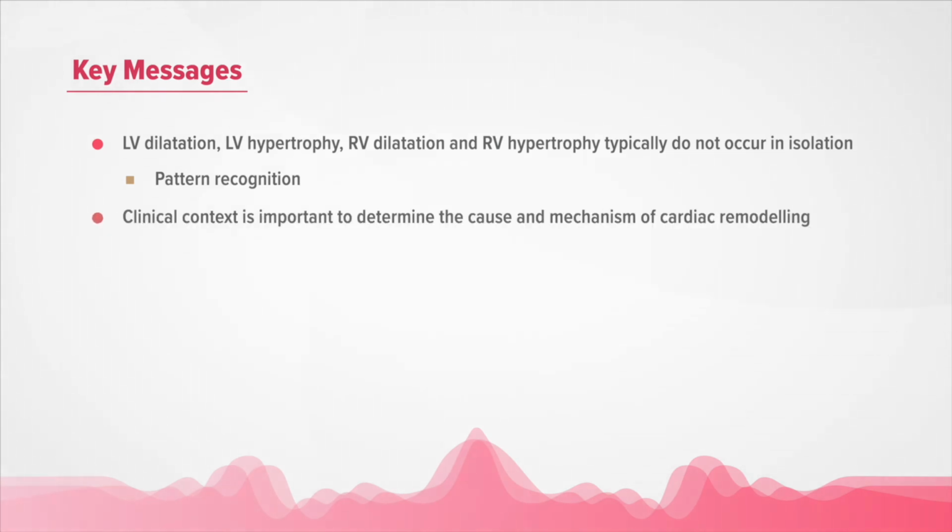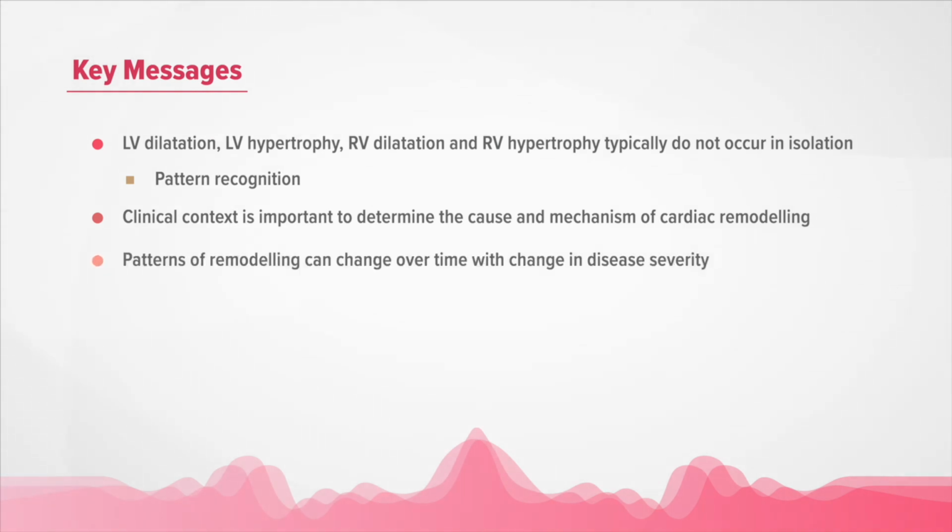Also, the clinical context is always important when considering changes such as dilatation or hypertrophy of the ventricles. Symptoms, signs on physical examination, or other hints from the medical history or medical tests may lead to strong suspicion of the cause of the cardiac remodeling seen on CMR. One last key point is that the patterns of remodeling, such as severity of dilatation or hypertrophy, can change over time with change in severity of the disease. So cardiac imagers should never just look at the images, but use all clinical information available.